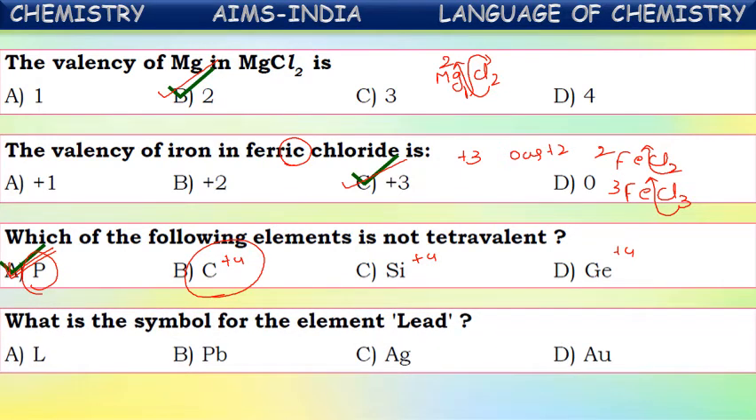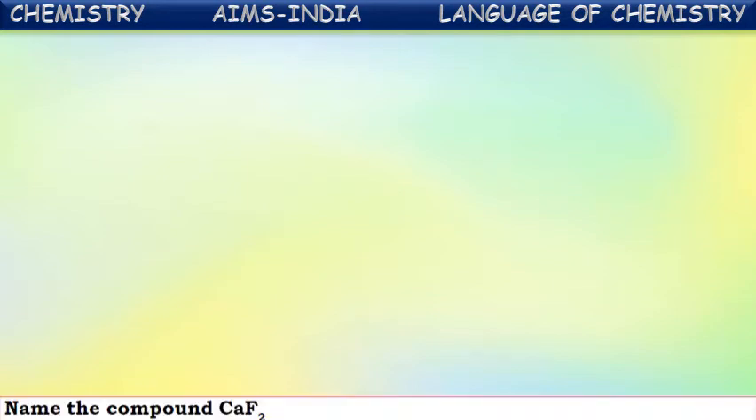What is the symbol for the element lead? Lead we represent with the Latin name plumbum, so we use Pb. Ag is for silver, argentum. Au is aurum, meaning gold. L is not a symbol, they just gave it. So the symbolic representation of lead is Pb. Now come to the next question, guys.